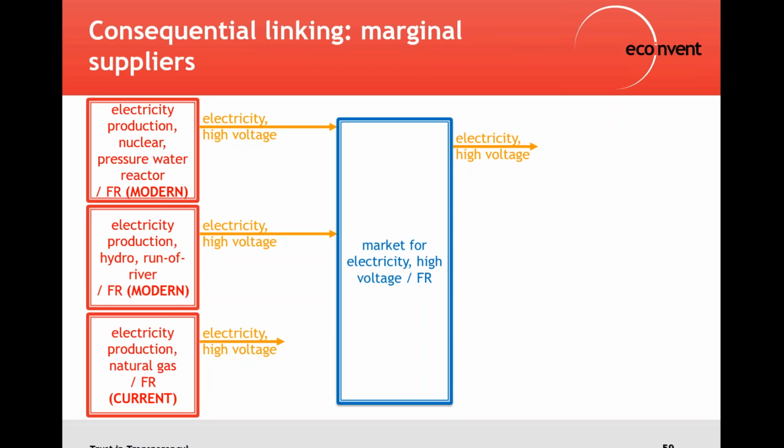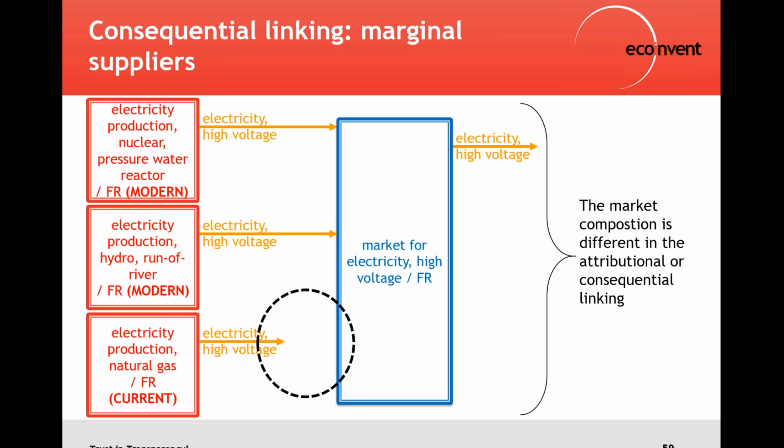But in consequential, only the unconstrained suppliers, the marginal suppliers, those that will be ready to increase their production if the market needs it, only those with the modern technology in this case are supplying the market. And this third one, that in attributional, as you just saw, was supplying the market, is not anymore. That means that the market composition is different in attributional or in consequential linking. So that sets this first big difference in the modeling choices we are taking.